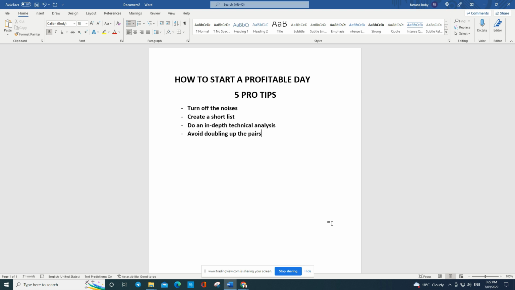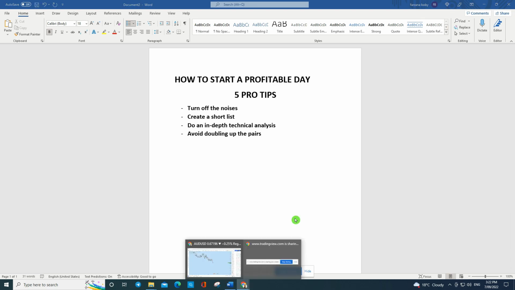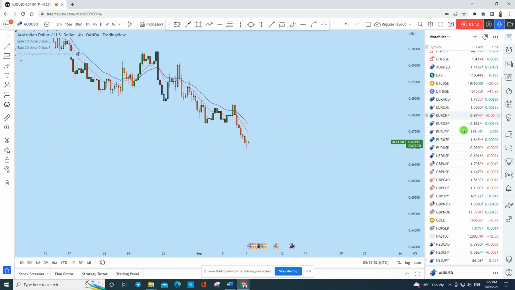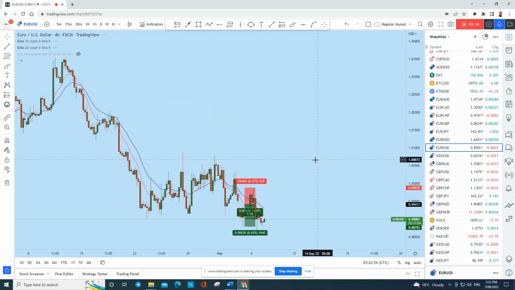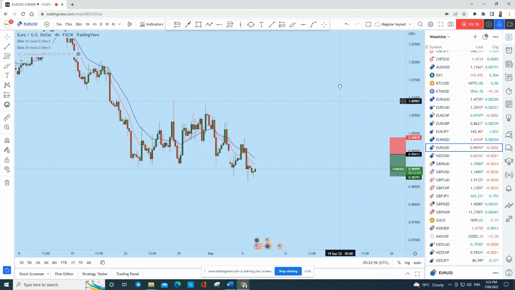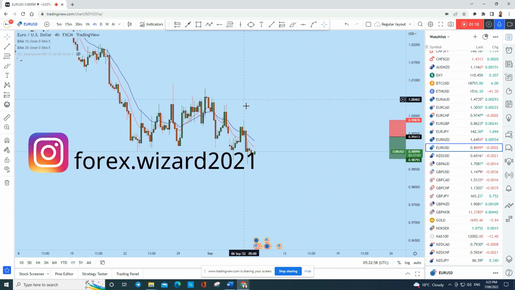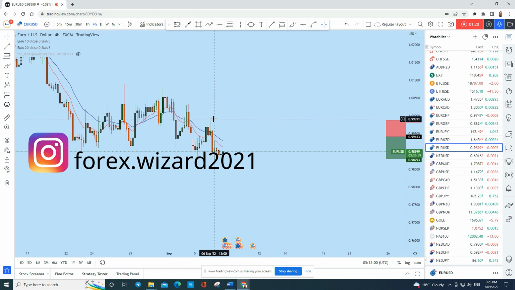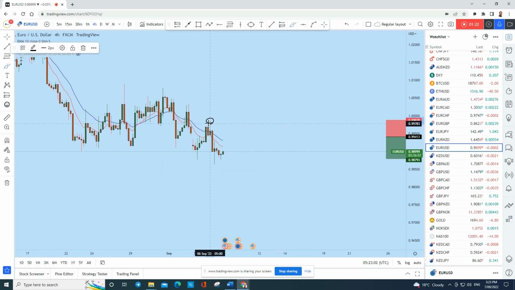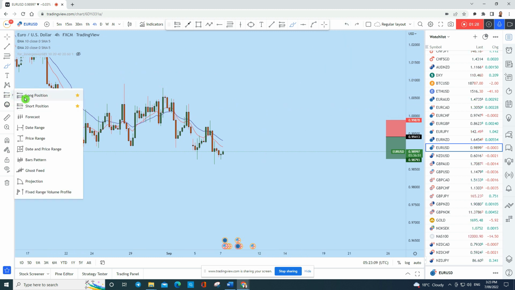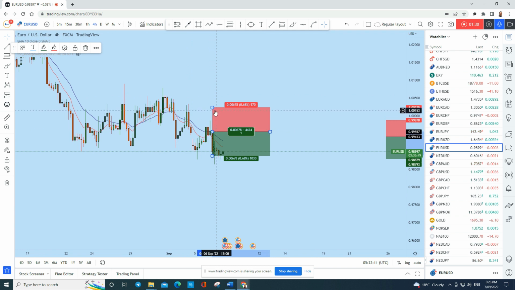So what will happen if you don't turn off the noise? For example, let's say you found a good trade on euro dollar. You want to go short from here. You saw that there is a strong rejection from the top, from this zone. I'm going to sell euro dollar. The trend is down, everything is in my favor, it is satisfying my strategy, so let's go short.